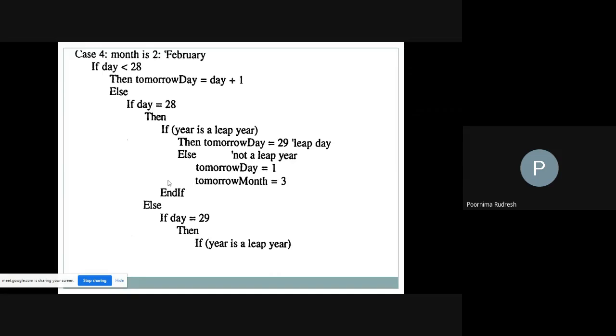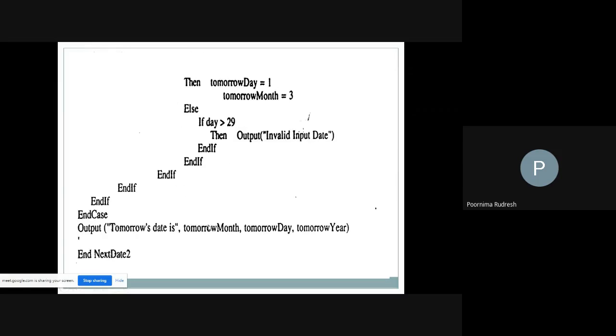That also we check. So here, if day is equal to 29, then we display it as a leap year. That also we have considered. And otherwise, invalid input data, as I said. So if I enter anything other than the MMDDYYYY format, then it will display invalid input date. And once all these conditions are satisfied, then it will display tomorrow's date: tomorrow's month, tomorrow's day, and tomorrow's year.